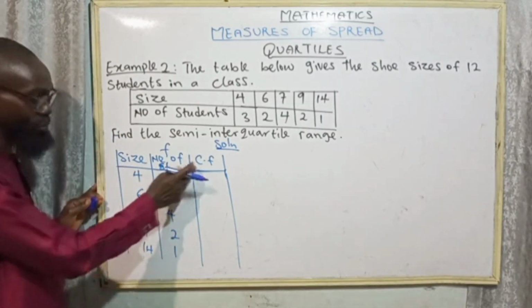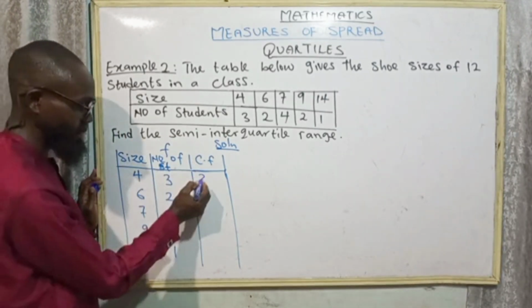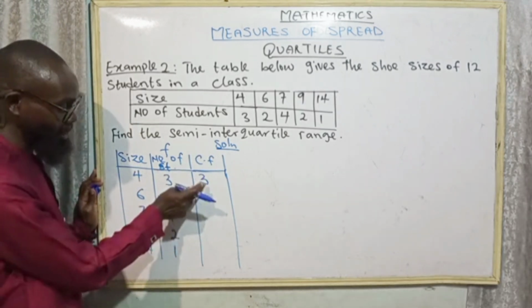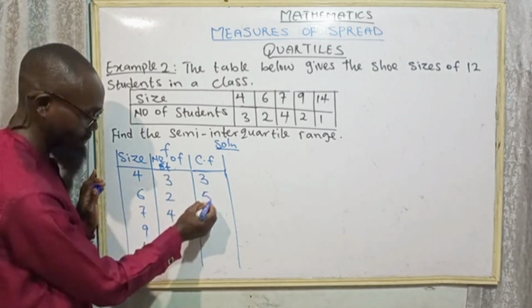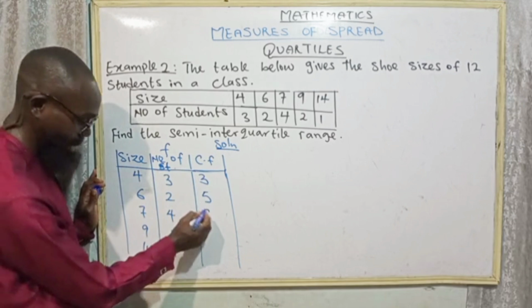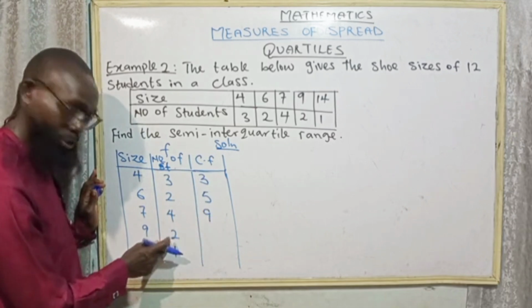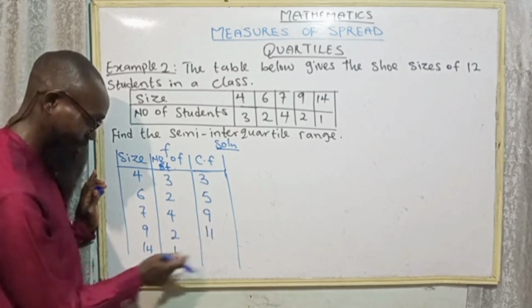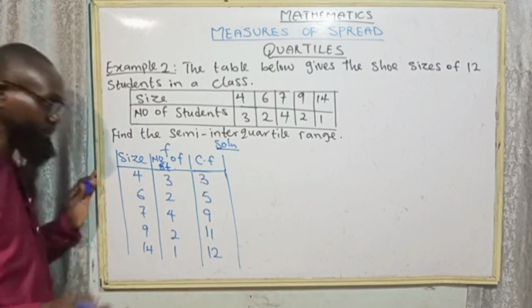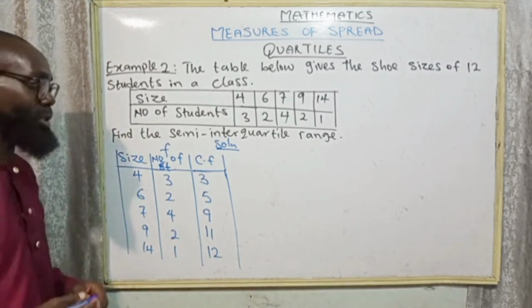Now, to get the cumulative frequency, the first frequency here is 3. So we have, second one will be 3 plus 2, 5. 5 plus 4, 9. 9 plus 2, we have 11. 11 plus 1, we have 12. And I want to find the semi-interquartile range.